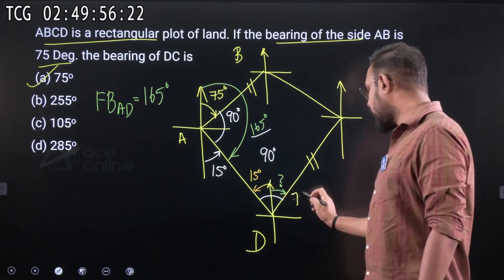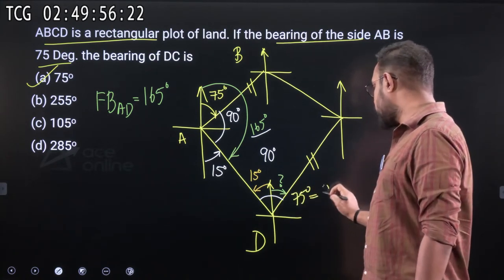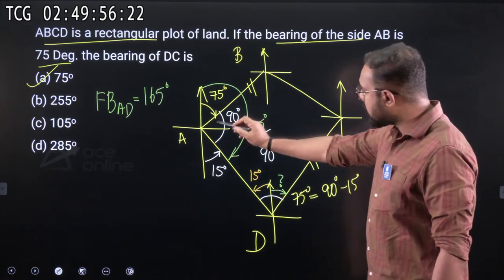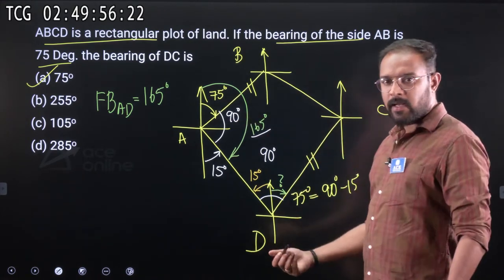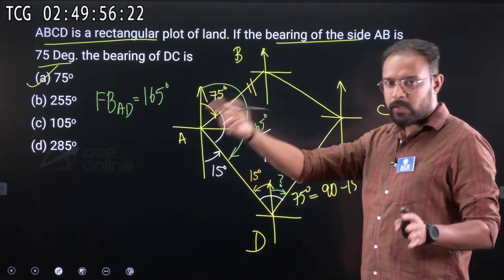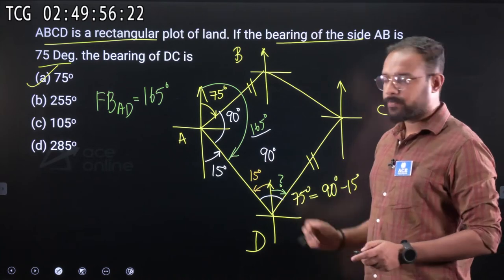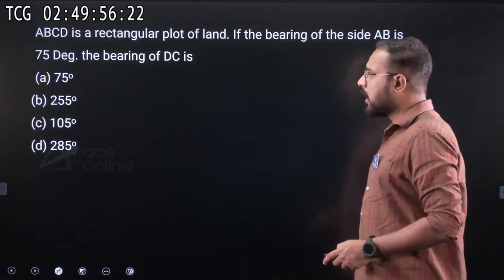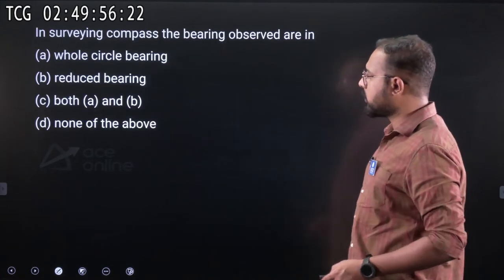What is the answer here? 75 degree. How did I get 75 degree? 90 degree minus 15 degree. So basic common sense is line AB and line DC are parallel and the bearings are equal. But I wanted to solve it just so that you know the alternate approach also. So you can go for the answer here, 75 degree. Let us move on to the next question.